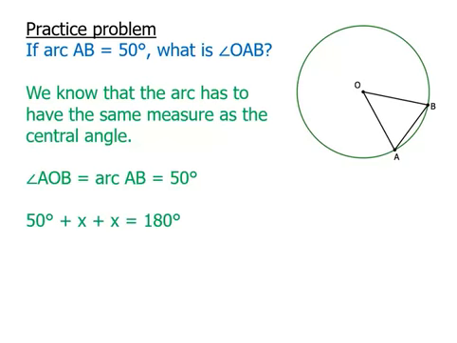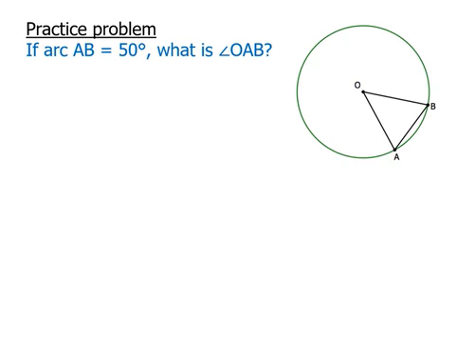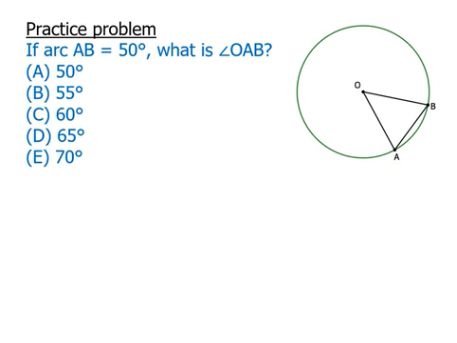And we know it's an isosceles triangle, so we don't know the angle at A or B, but we know it has to be equal, so we'll call that X. So 50 plus 2X has to equal 180. Or in other words, 2X equals 130. X equals 130 divided by 2, which is 65. And so that's the measure of both the angle at A and the angle at B. We want the angle at A, so that's answer choice D.